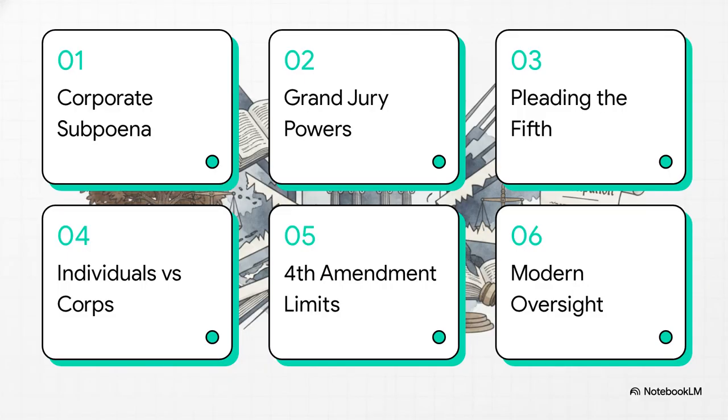Here's our roadmap for today. We'll be looking at 6 key areas that acted as the foundational battlegrounds for this case. First, the corporate subpoena. Second, grand jury powers. Third, pleading the Fifth. Fourth, individuals versus corporations. Fifth, Fourth Amendment limits. And finally, modern oversight. Let's jump right in.